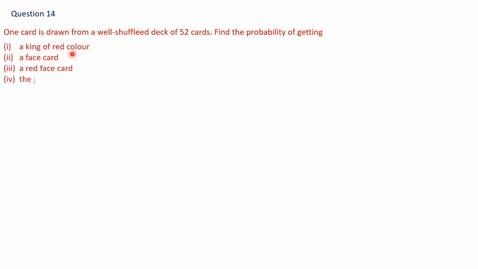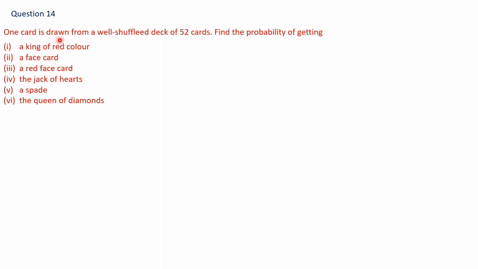Next we shall discuss question number 14. The question is, one card is drawn from a well shuffled deck of 52 cards. Find the probability of getting a king of red color, a face card, a red face card, the jack of hearts, a spade, the queen of diamonds. So you must be well aware of the number of divisions in a deck of cards, then only you will be able to solve these 6 questions.